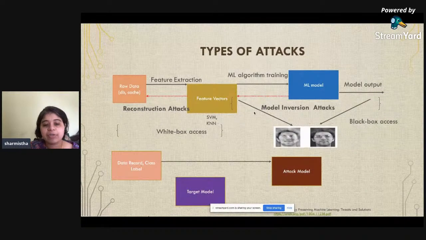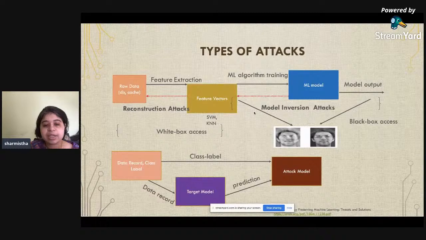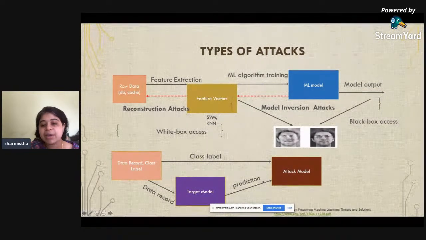And then we have the inference attacks. Inference attacks are where they have the class, the actual data and the target model which the data scientists build, and with the class label and the target model, they will build an attack model. How do they build an attack model? They have a class label and the prediction from the target model, which we give to the users. So the attacker is like any other normal user.